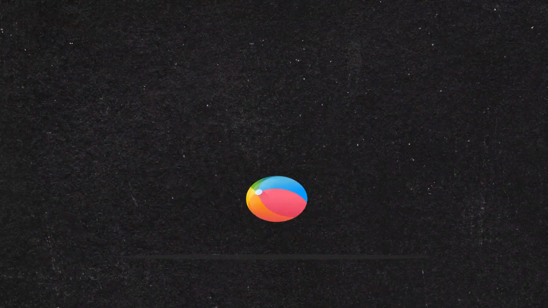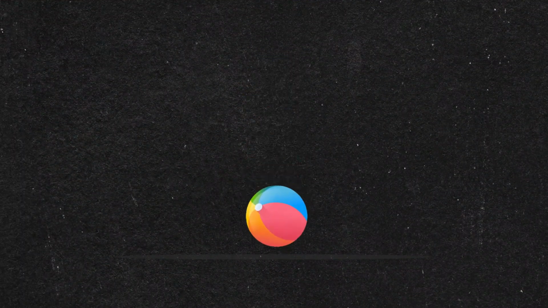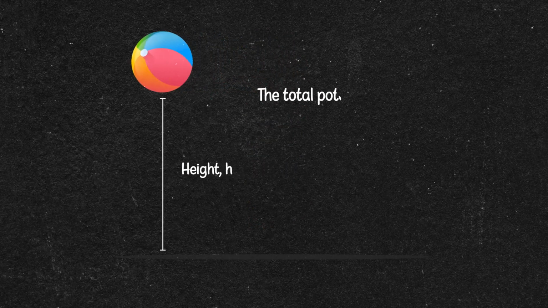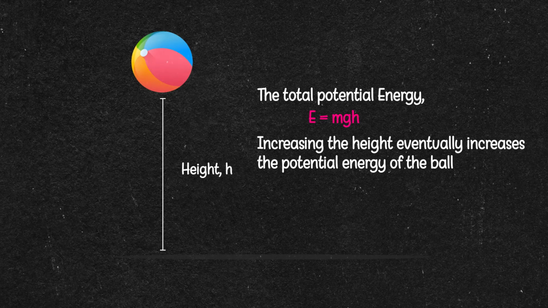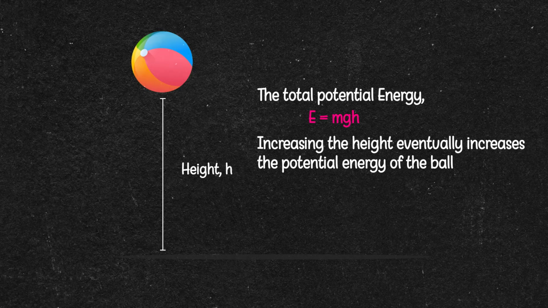Now let's move on to define what voltage is. Take a ball of mass m. The potential energy of the ball at a particular height is m times g times h, where g is gravity. Moving the ball higher increases its potential energy and therefore increases the force on impact when it hits the ground.